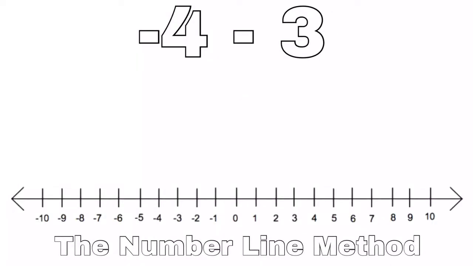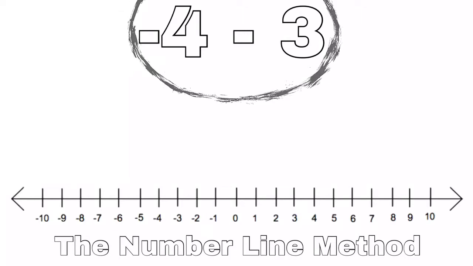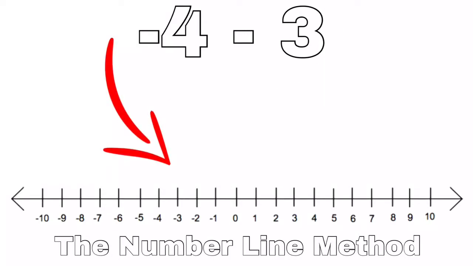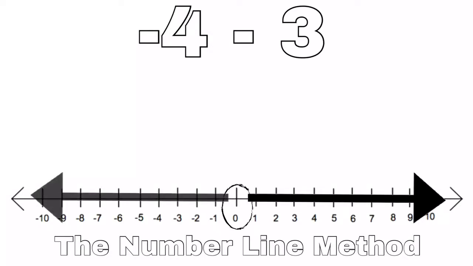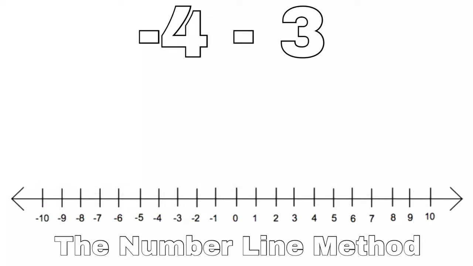So now we're going to take the same problem and do it on a number line, just in case you don't like the chip method. So here we go. Here's a basic number line. As we can see, we have 0 in the middle. We have positive integers to the right. We have negative integers to the left.